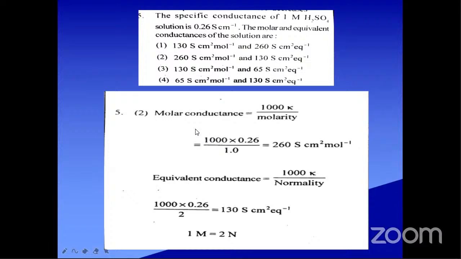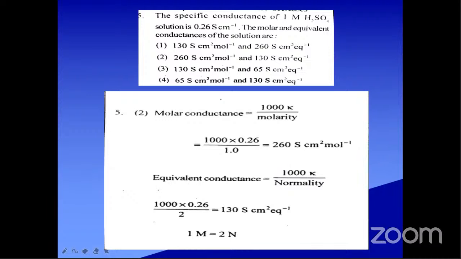So here, how much is the molar conductance? 260, and what is the equivalent conductance? 130. Based on this, we can calculate the molar conductance. If we give the molar conductance of the substance, he may also ask for the specific conductance. This is the interrelationship between molar conductance and specific conductance. If he has given the molar conductance, we can also find K, because molar conductance into molarity divided by 1000 equals specific conductance. Like that we can calculate the numericals.